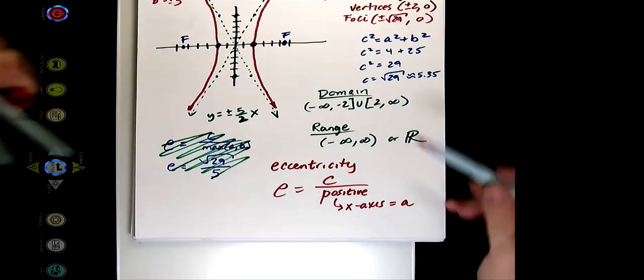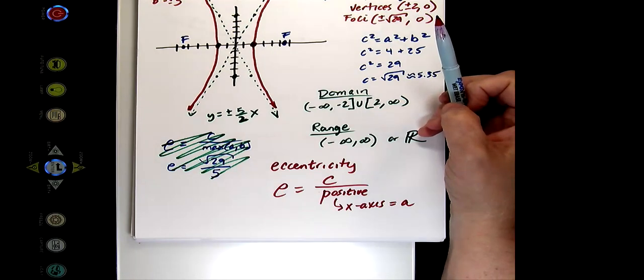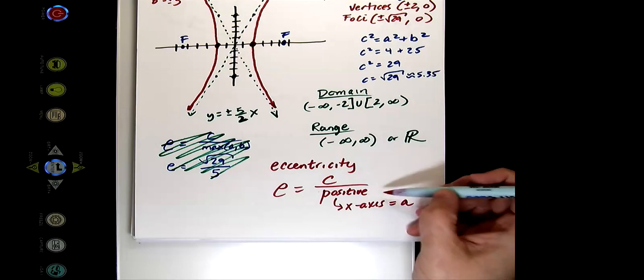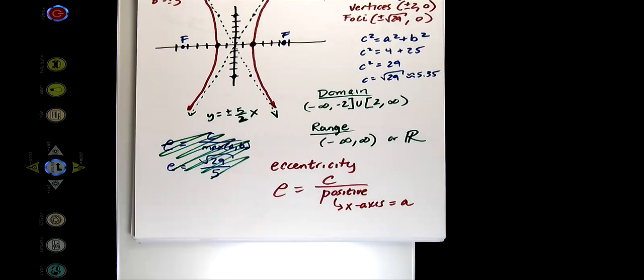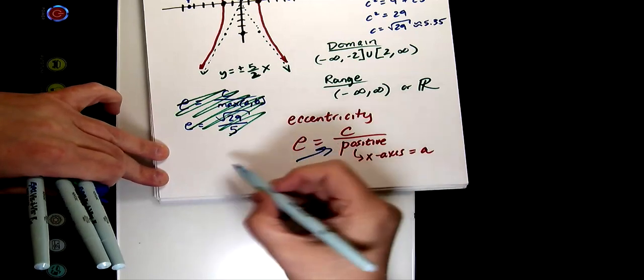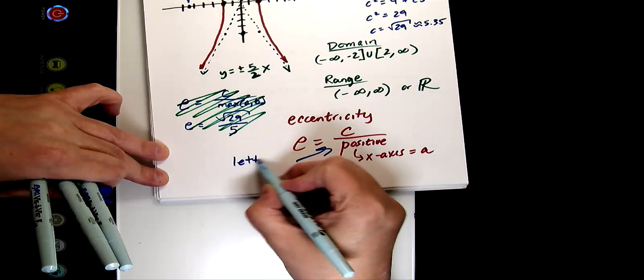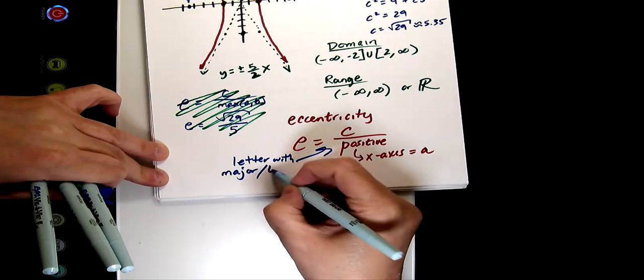Because of the transverse axis. The eccentricity is, a good way to think of it, C over the one associated with the transverse or major axis. So if we look at it for both ellipse and hyperbola, it's the letter with the major or transverse axis.